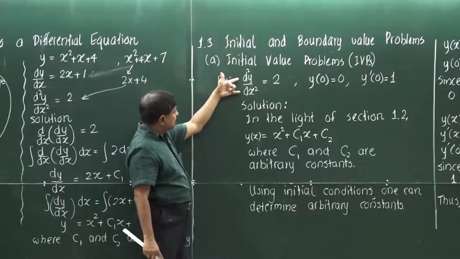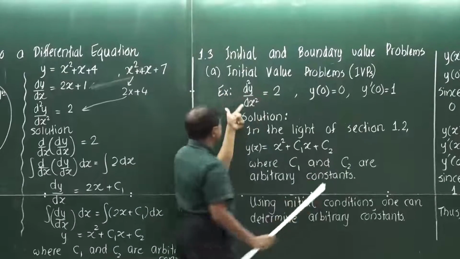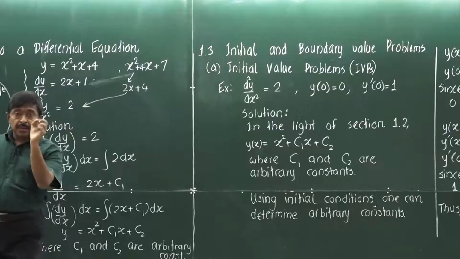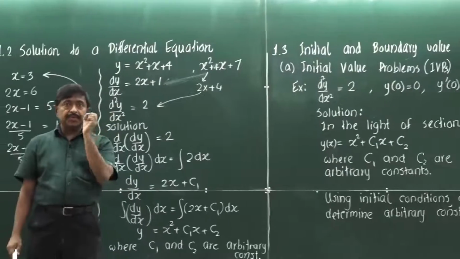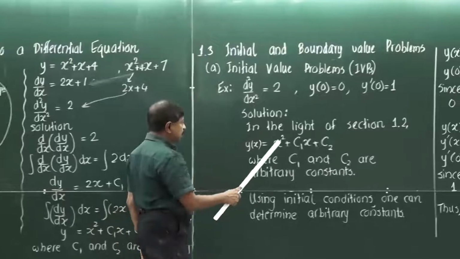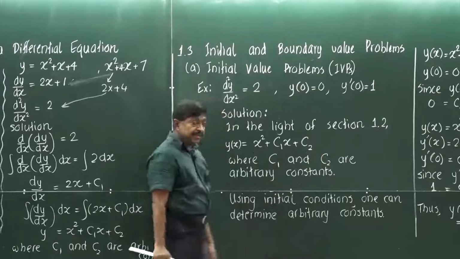Now, there are 2 conditions, and the number of conditions is equal to the order of the differential equation, because the number of arbitrary constants is equal to the order of the differential equation. Therefore, to determine those arbitrary constants, you need that many initial conditions.